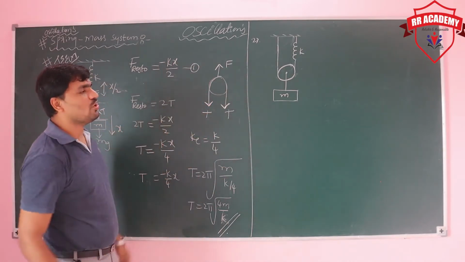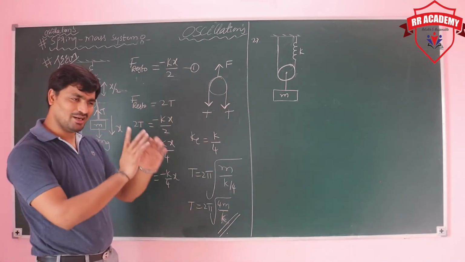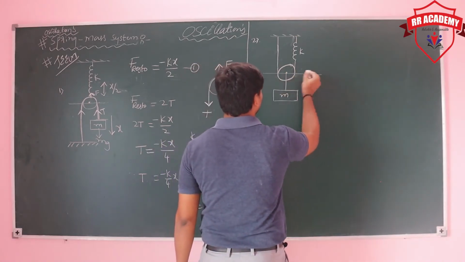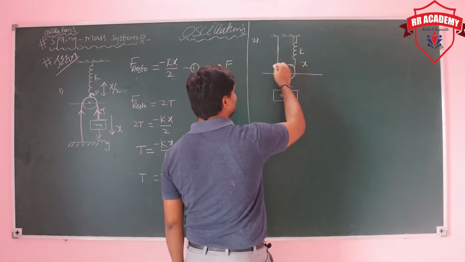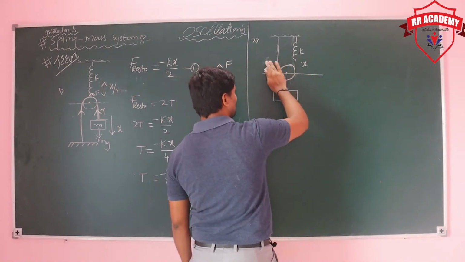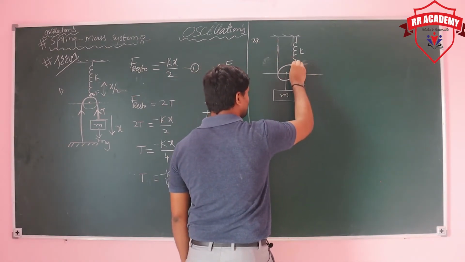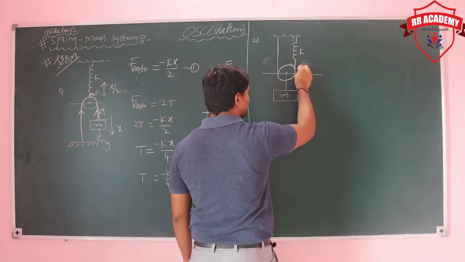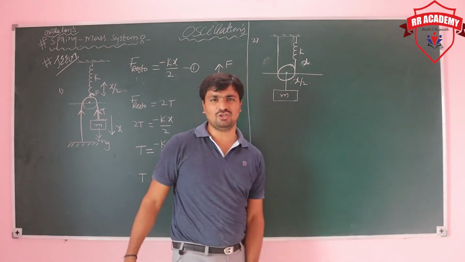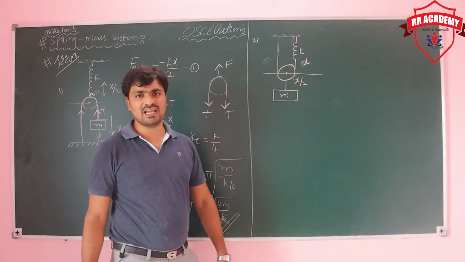Let's see one more problem. Similar problem but not similar. See here. Here again the extension: if here x and here x, totally, if the extension in the spring is x, and here it is going to be x by 2.